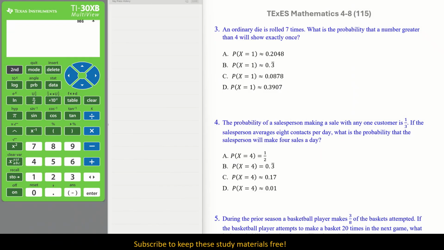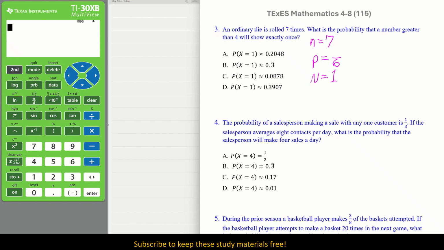Number 3, an ordinary die is rolled 7 times. So that's our n, our small n. What is the probability that a number greater than 4 will show exactly once? We know the capital N is going to be 1, and our probability on an ordinary die, we have a total of 6, but it's asking for numbers greater than 4. Well, that's 5 and 6, so that's 2 out of 6, and we can say that's 1/3.